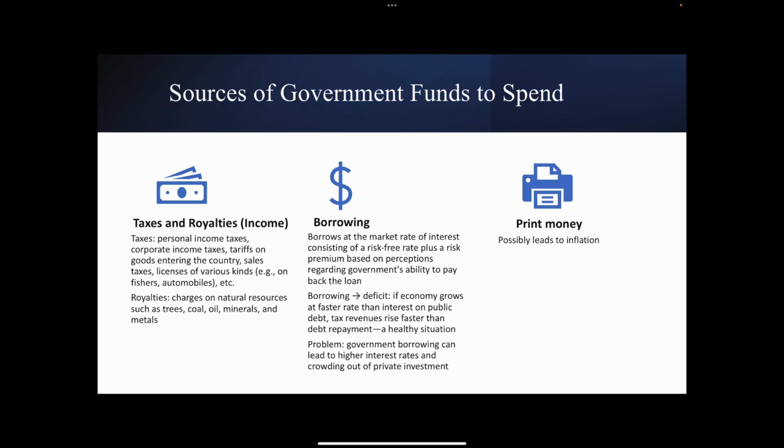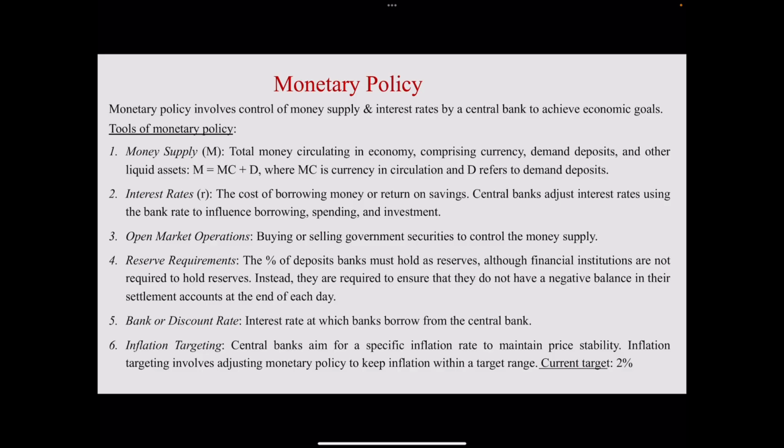Borrowing implies deficit. If the economy grows at a faster rate than the interest on the public debt, tax revenues rise faster than debt repayment, a healthy situation. We'll come back to that when we talk about zero growth economies. The problem is that government borrowing can lead to higher interest rates and thereby crowd out private investment. This is a real problem that occurs at times. And of course, the government can print money, which possibly leads to inflation.